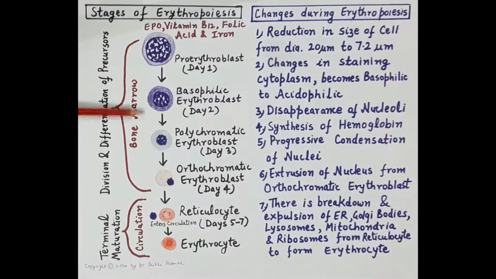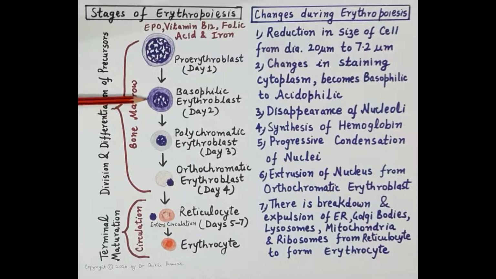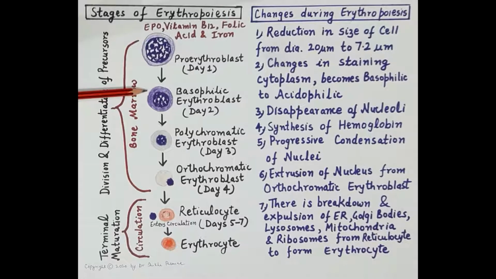Now, the basophilic erythroblast is produced on day 2. Basophilic refers to the basophilic cytoplasm. As shown in the diagram, the color of the cytoplasm is blue. So, blue color represents basophilic cytoplasm due to huge synthesis of RNA in this stage. And the cell is termed an erythroblast. Blast refers to an immature cell. So, this is the basophilic erythroblast.